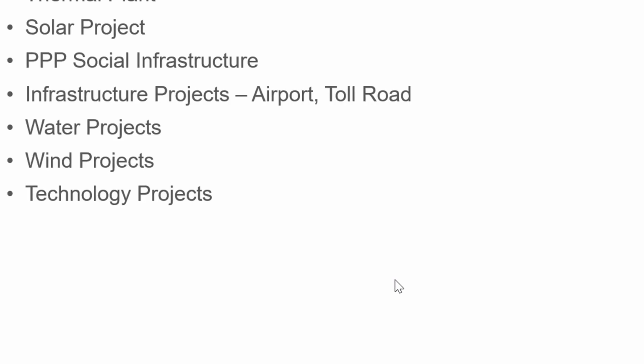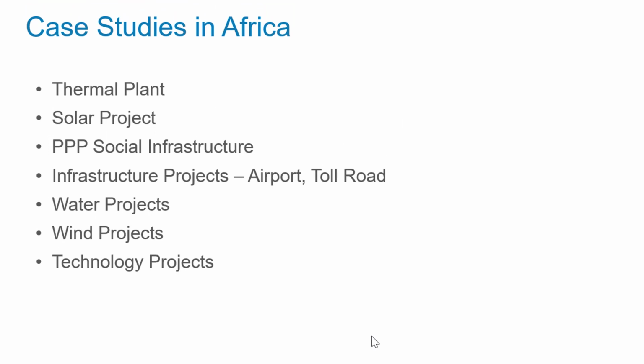So we agreed to do a course, and we agreed to go over a whole bunch of different projects, including social infrastructure projects like hospitals or prisons and police departments and universities and schools. And then we also talked about discussing an airport and a toll road and a water project and a wind project and some high-tech projects. And that's pretty cool. And we wanted to do this with a little bit of a focus on Africa.